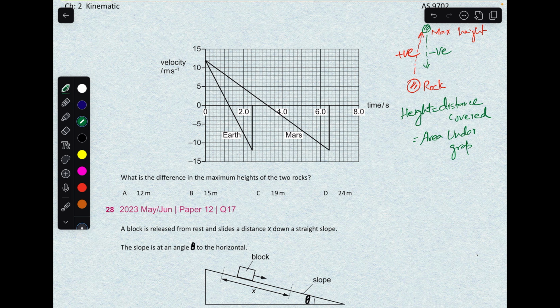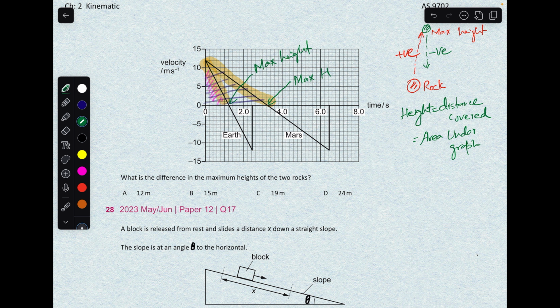Okay. So here we have two graphs, different for the Earth, different for the Mars, and we have to find the difference between the maximum heights. So if you see, this portion of the velocities is positive. So at this point, it reaches maximum height. For Earth, it is this point. So we have to find the area under the graph till these points. For the Earth, it is this triangle, and for the Mars it is this total triangle. So you have to find the area of the triangles and then simply find the difference.